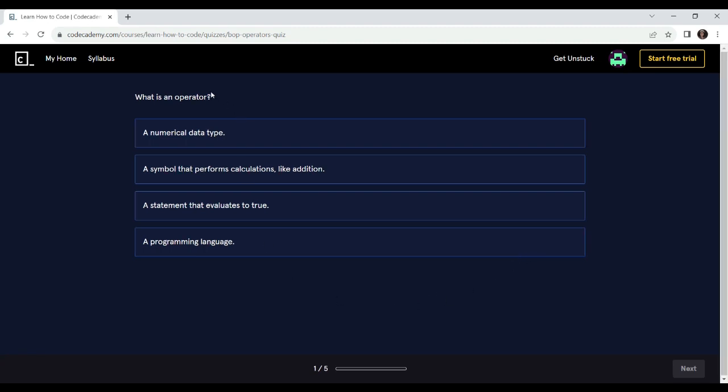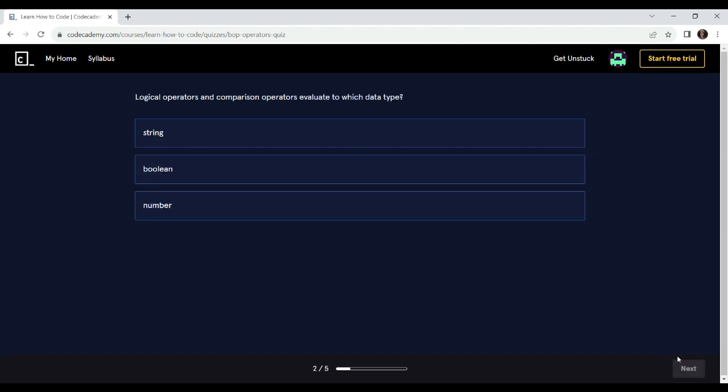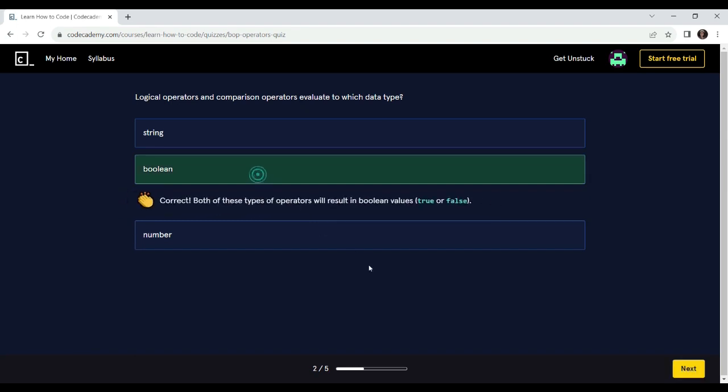So in review again, as a quiz, what is an operator? An operator is simply a symbol that performs calculations. Addition, subtraction, division, and multiplication, namely. A logical operator and a comparison operator evaluate which data type? They are Boolean in nature. Boolean simply meaning the outcome of something either being true or false. That's all a Boolean means.